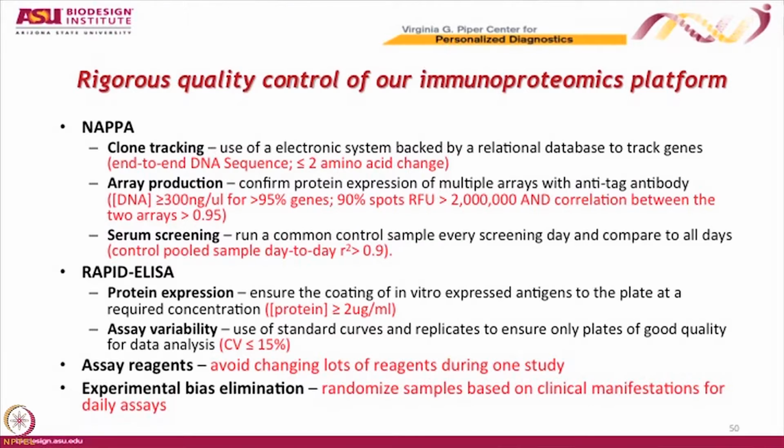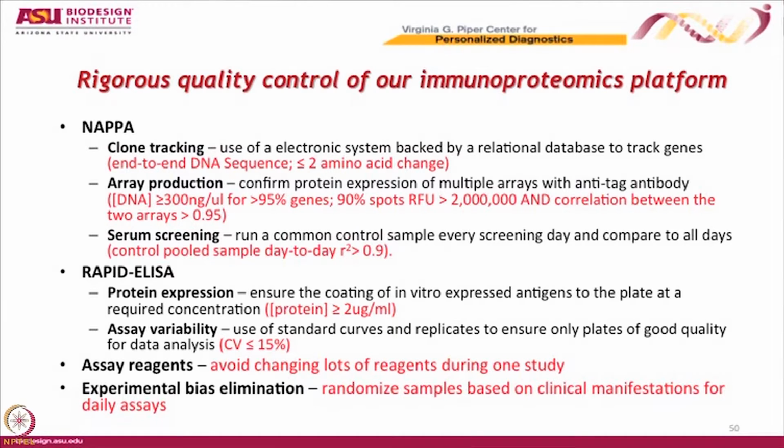I already mentioned to you before that we do clone tracking electronically. We do end-to-end DNA sequencing, so we have to make sure that the gene is correct by sequencing it from one end to the other. And I think I mentioned that it has to have fewer than 2 amino acids different. So we will accept up to 1 amino acid substitution before we move on.